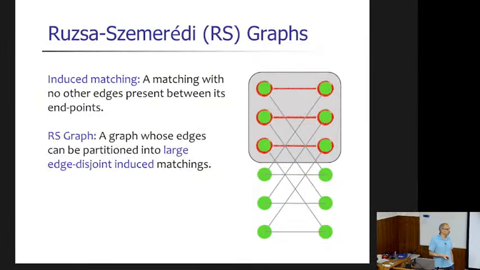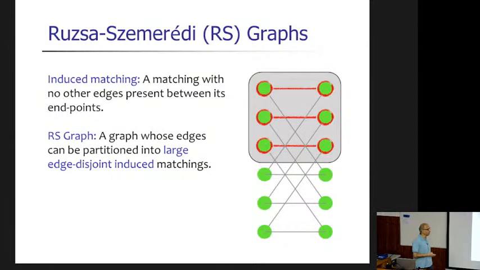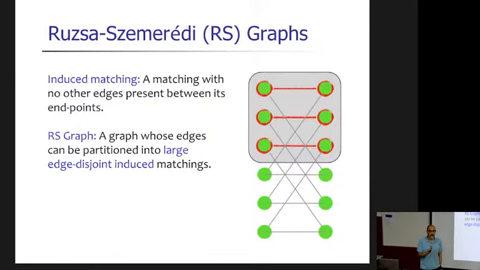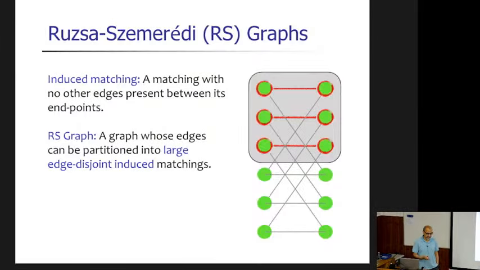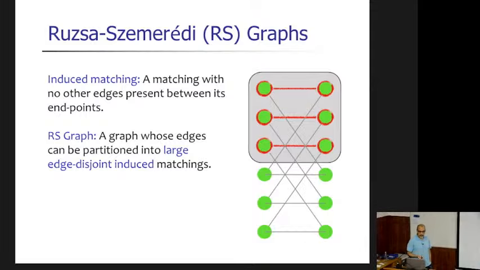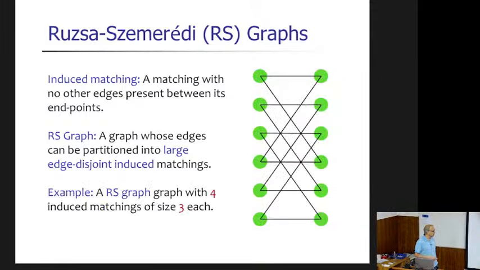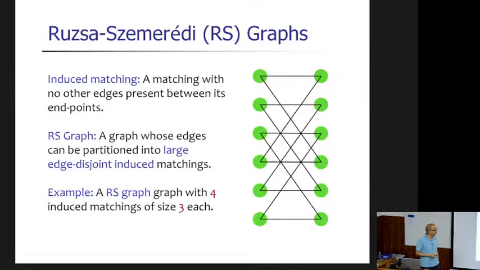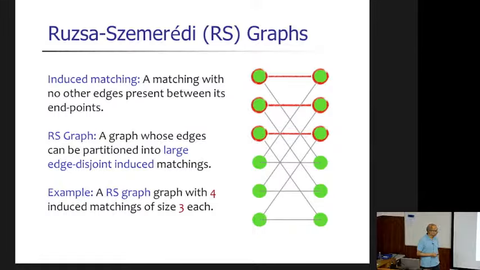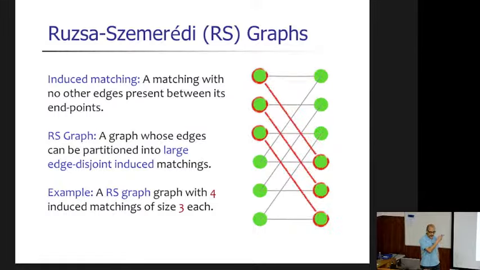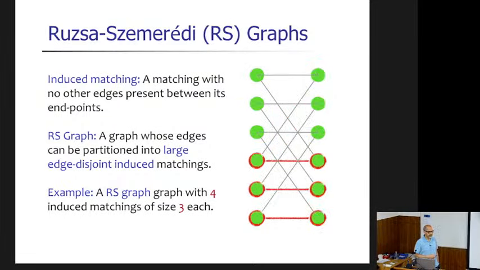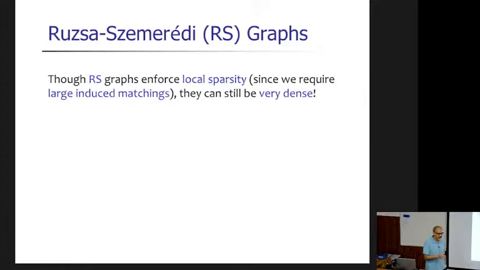So what's an RS graph? It's a graph whose edges can be partitioned into large edge disjoint induced matchings. Okay? What is large? Anytime I say large, you should think omega n size. So really large induced matchings. Here is an example of an RS graph which has 4 induced matchings of size 3. Here is the first matching, second, every time you can verify it's an induced matching, third, and fourth. Good. So each induced matching is of size omega n.